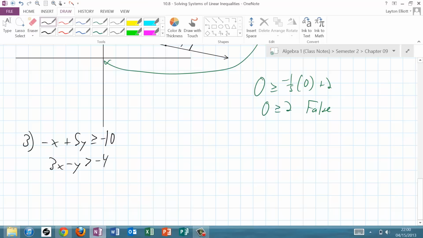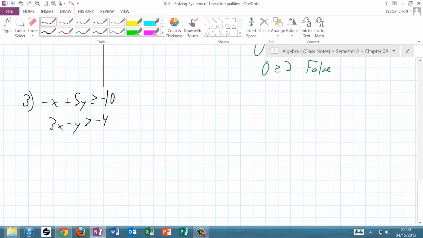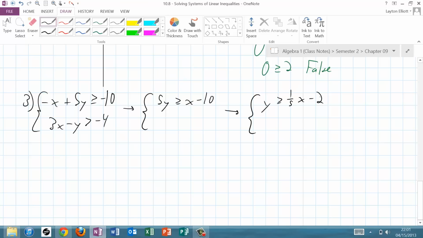So the first thing I want to do is convert both of these to slope-intercept form if I'm going to graph them. So the top one, I'm going to work kind of to the right, and this is okay because I'm trying to keep these lined up. So we're going to put a little arrow, and then I'm going to say this is 5y is greater than or equal to x minus 10. And then I'm going to put a little arrow and kind of keep this going, divide both sides by 5, and I have y is greater than or equal to 1/5 x minus 2. Remember, x over 5 is the same as 1/5 x.